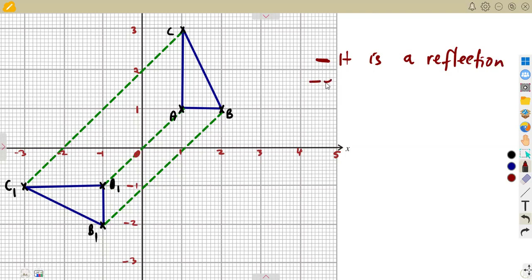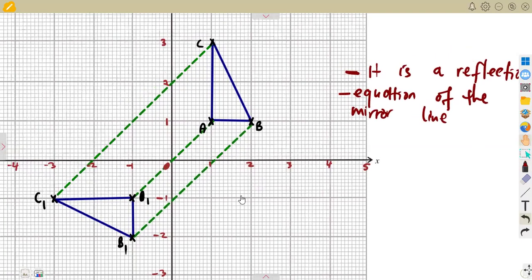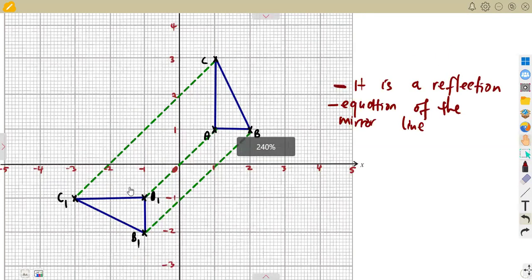I also said you are going to need the equation of the mirror line. That is the major part of this question now, because to determine the equation of the mirror line at the end, you must first have the mirror line.